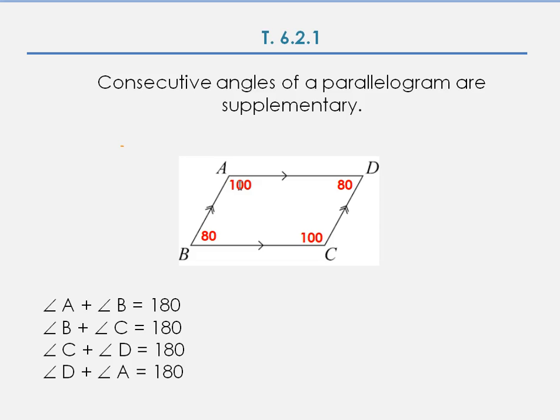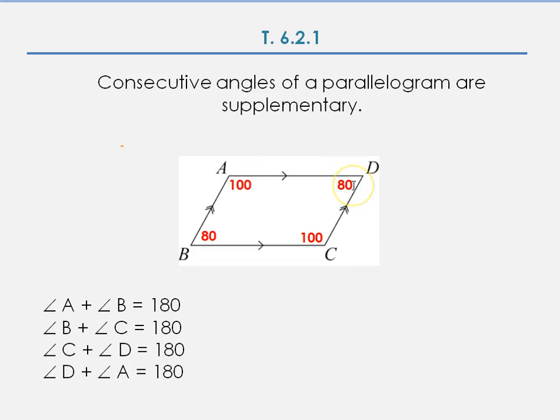Now, our first theorem for this lesson, 6.2.1, is that consecutive angles of a parallelogram are supplementary. I just showed you that for theorem 3.1.1, and let's take a look at it. If we know that angle A is 100 degrees, then its consecutive angle, either D or B, that's the angle next to it, must add up to 180. So 100 plus 80 is 180.